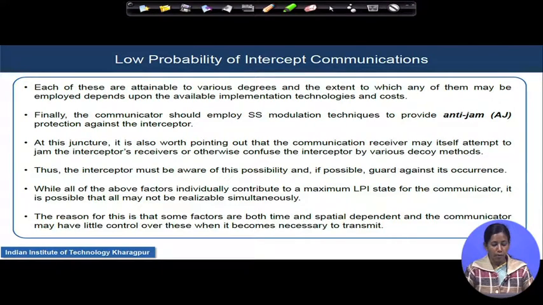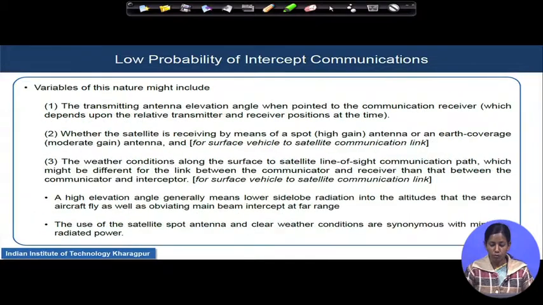So when all of these above factors are individually contributing to this LPI, as I mentioned, all cannot be realized simultaneously, and we will try to see here some of those characteristics that will help us to design low probability of intercept communication systems. There are several variables of this nature that may include some applications that we are trying to say here.